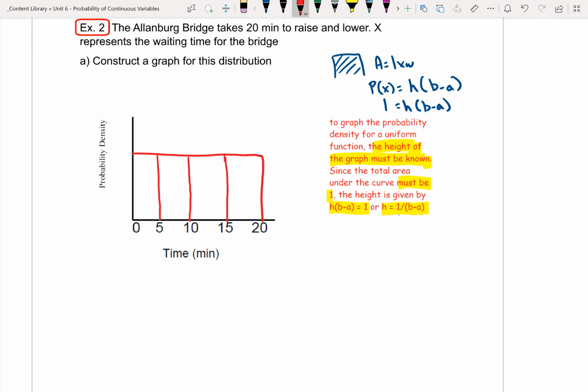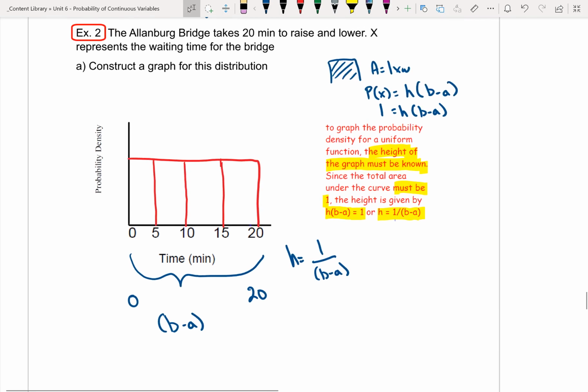So I know that my height is going to be equal to 1 divided by b minus a. And if I look at my values, it ranges from 0 to 20, and this is going to be my b minus a. So basically it's saying it's equally likely between these points. So that means I have a range of 20 values overall.